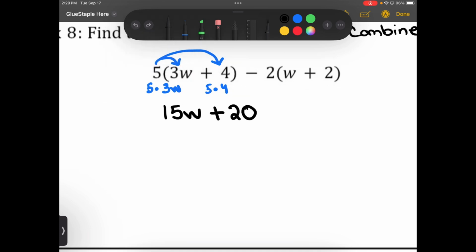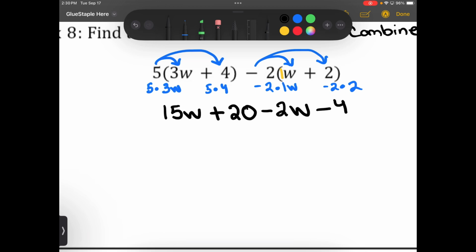So now let's look at this expression. What is in front of this side that needs to be distributed? -2 times, what's in front of that w? 1. Very good. So it's -2 times 1w, -2. So I put -2w. Now I do -2 times +2, -4.